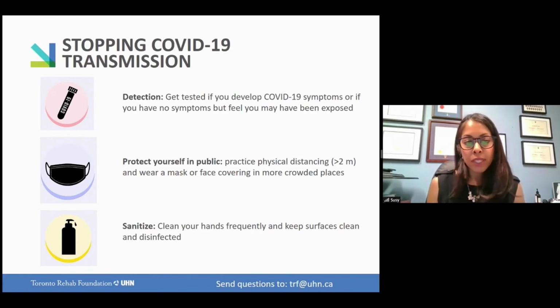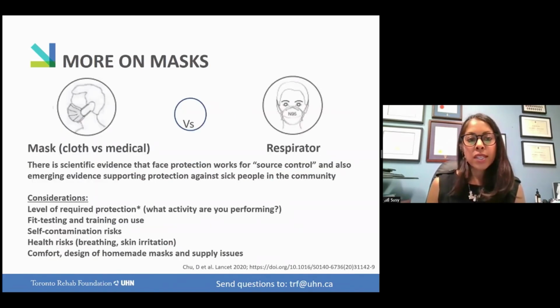Protecting yourself in public. So there are a few things you can do, like just being aware of what public health measures are being recommended, but also distancing yourself physically from others when you're in public areas, maintaining more than 2 meters, wearing a mask or a face covering when you're in more crowded areas where you can't do that. And of course, sanitizing your hands and surfaces very frequently so that they don't end up being contaminated. Next slide, please.